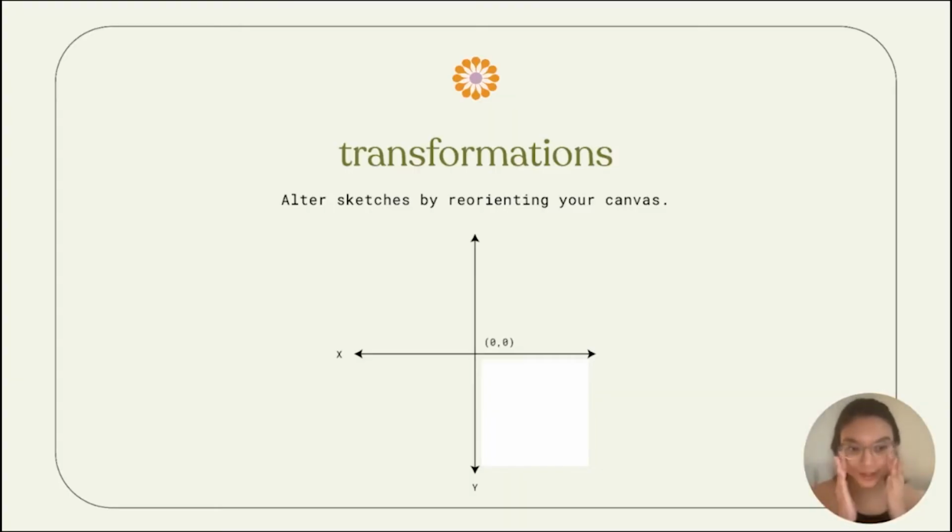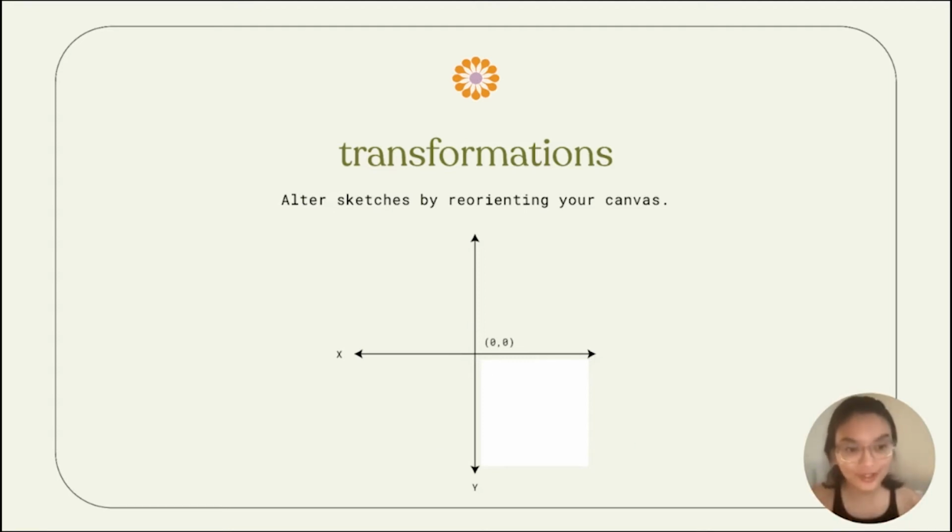So what is actually happening within a transformation is that transformations alter your sketches, or move your objects around, by reorienting your entire canvas. You remember in one of our first videos, this is actually the canvas of where we work on p5.js. This is our starting point at the top left, that's the x-axis and the y-axis. So that is where we work.